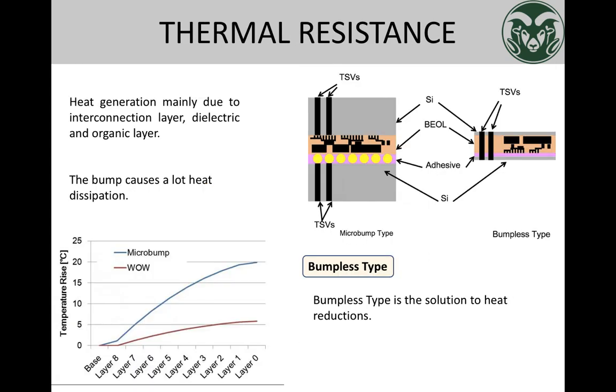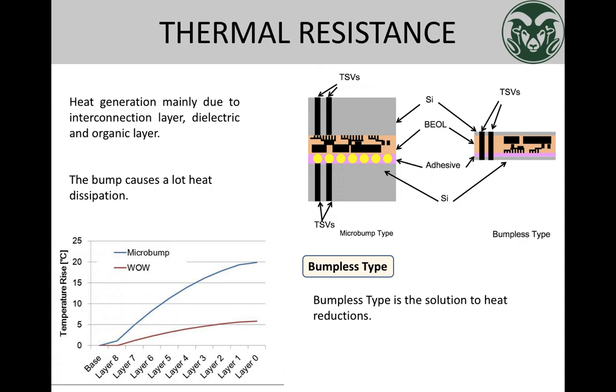Another interesting method of improving the efficiency is by removing the bump used in the conventional 3D integrated circuits. Since the bump is the major cause of heat dissipation, using a bumpless type should help reduce the total heat generated in the IC and hence increase the overall efficiency of the integrated circuit.